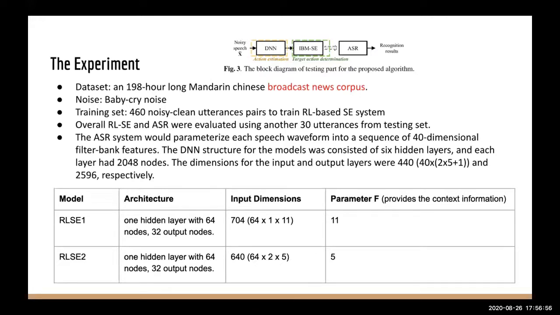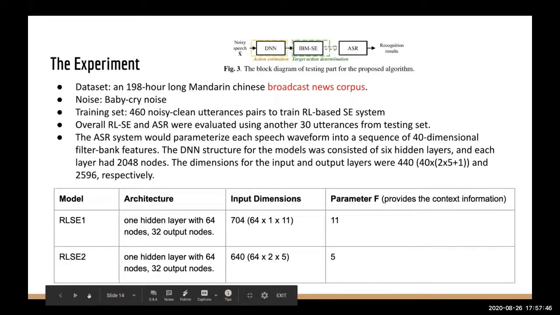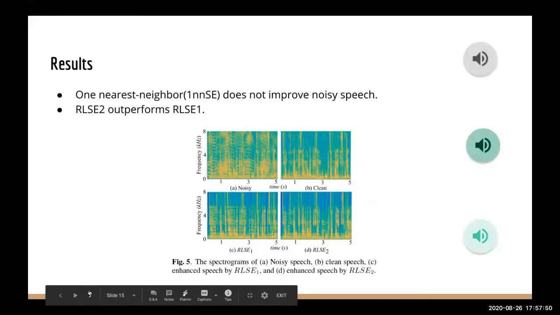So we established two RL-based SE models with two different parameter P for the chunk vector. Both RLSE1 and RLSE2 were composed of one hidden layer with 64 nodes and 32 for the output nodes. The input dimension of RLSE1 is 704. For RLSE2 it is 640. So we have a different parameter F for those two models. Parameter F provides the context information, and it is related to our chunk vector. So in the next slide, we have obtained some results from the author and some speech demo. I think Parna will take it from here.